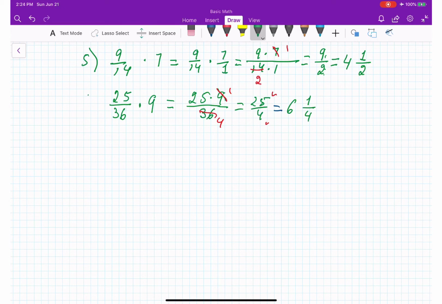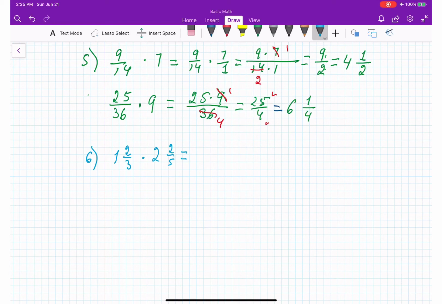All right, now let's do multiplication of mixed fractions. Here is an example: 1 and 2/3 times 2 and 2/5. When we multiply mixed fractions, we always must convert each mixed fraction into an improper fraction.